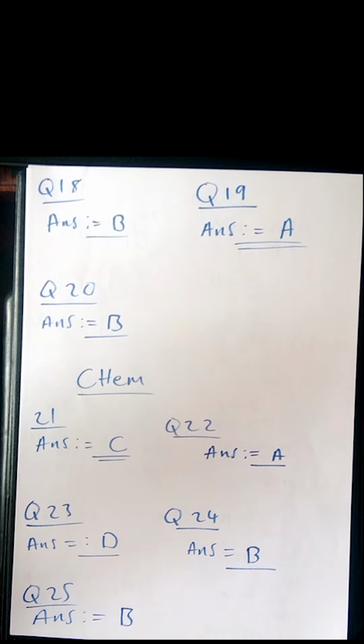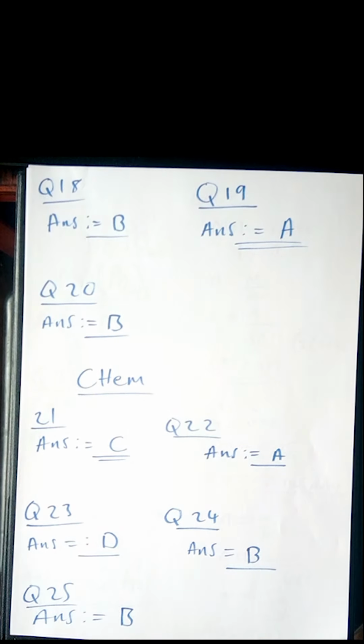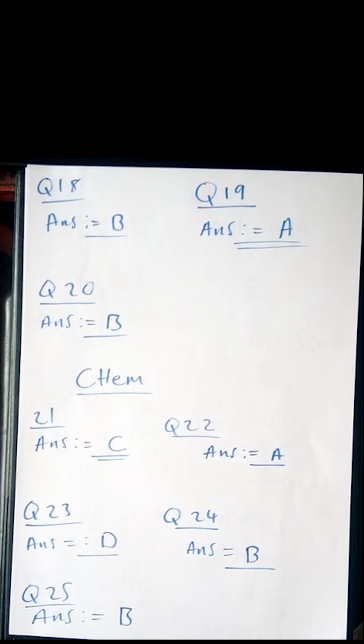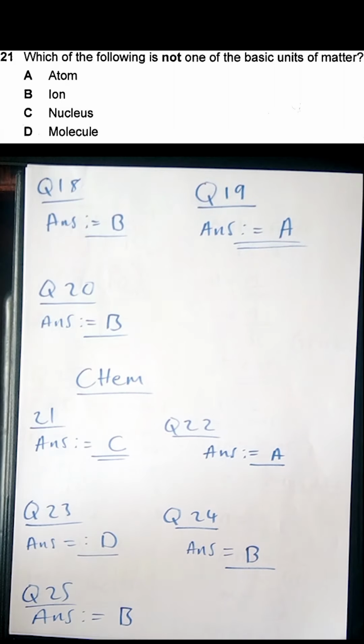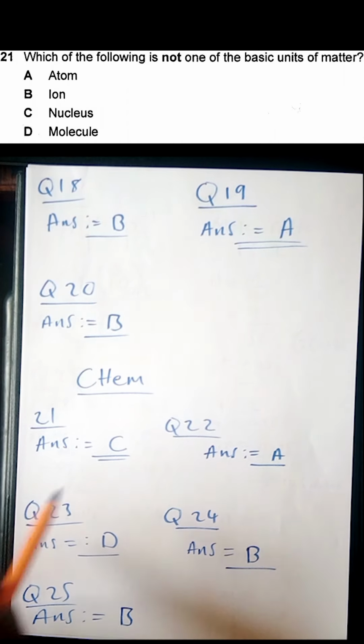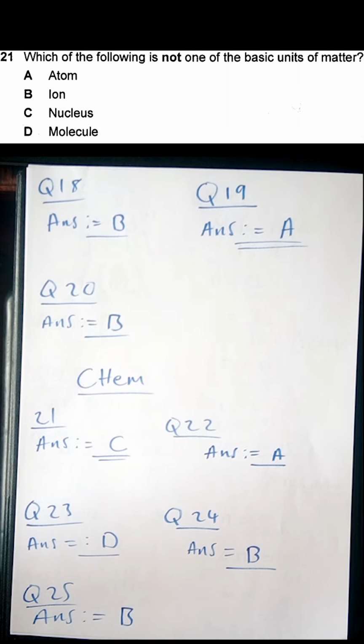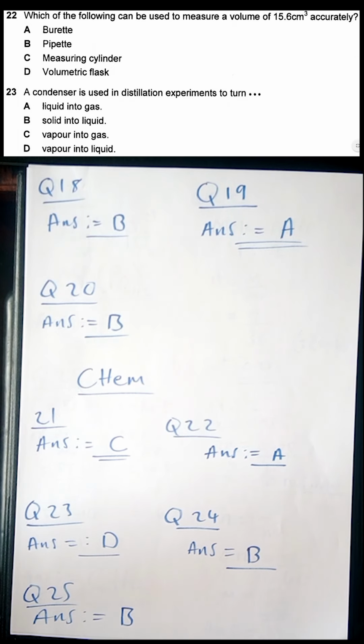Now, welcome to the chemistry part. Welcome to the chemistry part, guys. We start with question number 21. Question number 21 asks, which of the following is not one of the basic units of matter? Nucleus is not one of the basic units of matter. The answer is C.